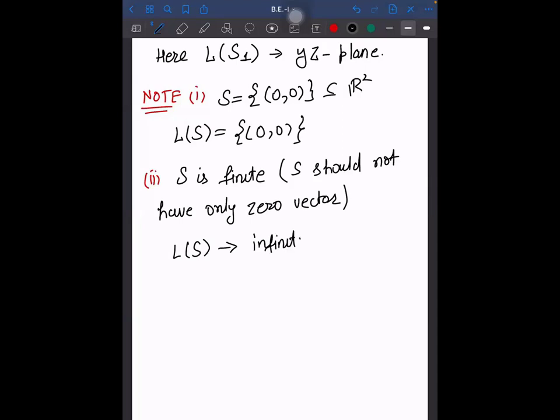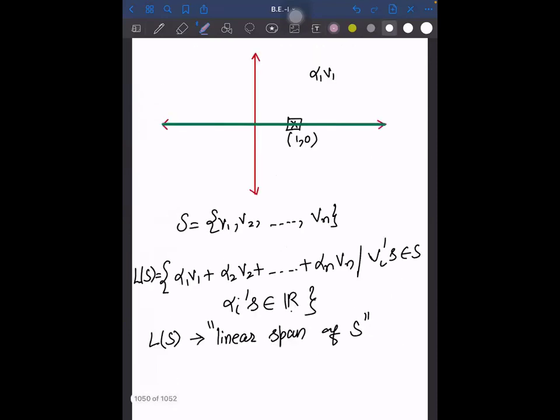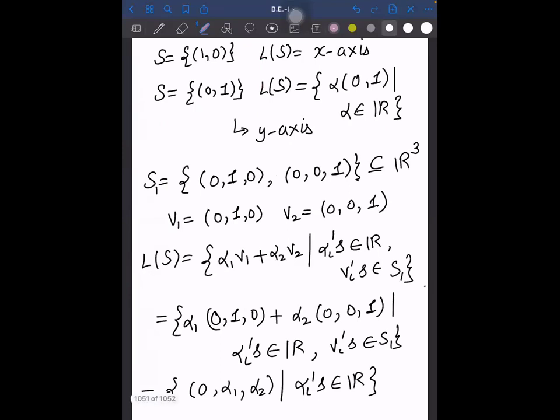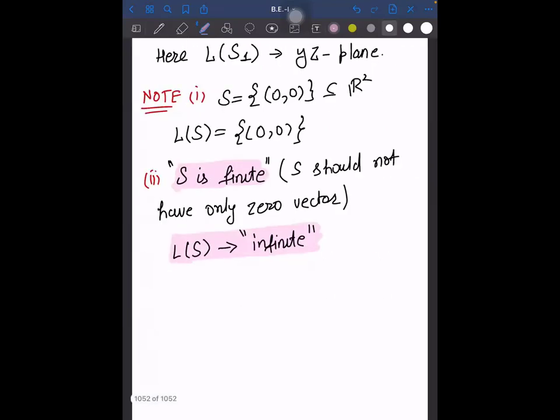And why is it so? The choices of alpha are infinite, we are repeatedly multiplying a vector by alpha, right? You get only one vector and you multiply it with alpha, you'll get so many vectors, right? From a single vector, you are able to generate the x-axis and the y-axis, right? That's what we have shown. Is it okay? Is it fine?